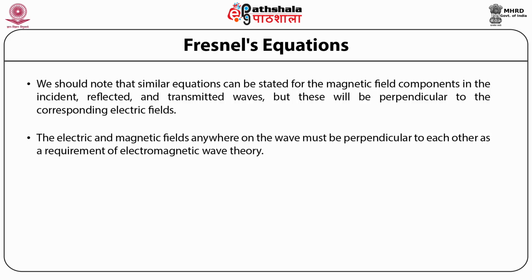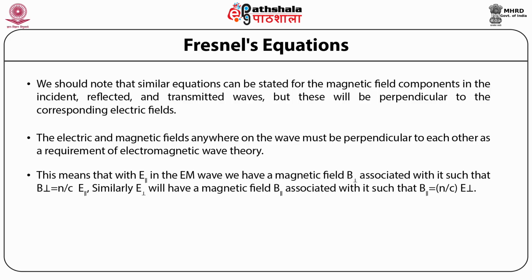The electric and magnetic fields anywhere on the wave must be perpendicular to each other as a requirement of electromagnetic wave theory. This means that with E parallel in the electromagnetic wave, we have a magnetic field B perpendicular associated with it such that B perpendicular is n by c times E parallel. Similarly, E perpendicular will have a magnetic field B parallel associated with it such that B parallel is equal to n by c into E perpendicular.